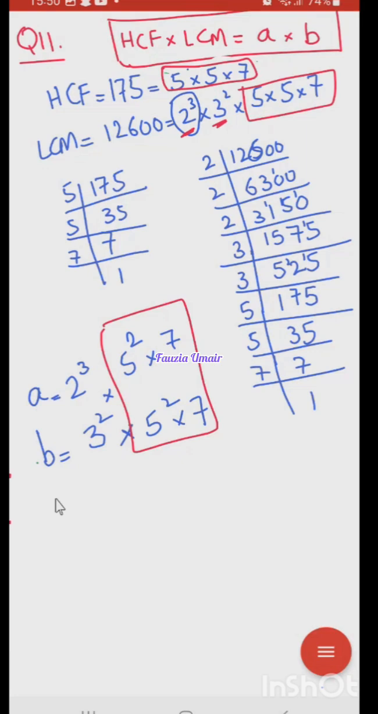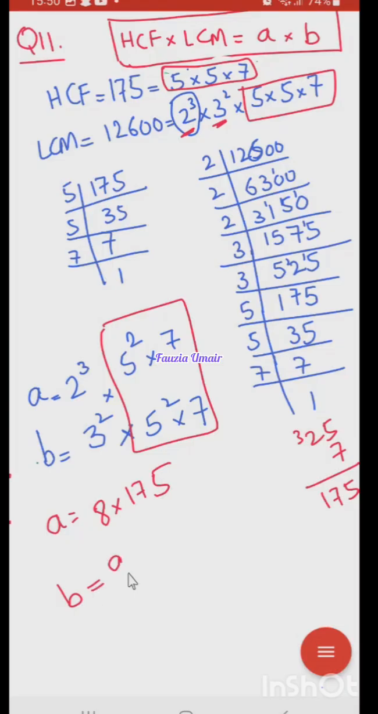ठीक है? So now we will multiply and see what are those two numbers. अगर आप इसको multiply करें तो इस common factor is 25 into 7. So ये कितना आता है? 175. ठीक है? 175 को 8 से multiply करें तो क्या आएगा बेटे? 175. और B is 9 into 175.